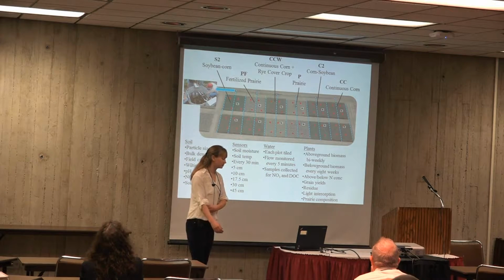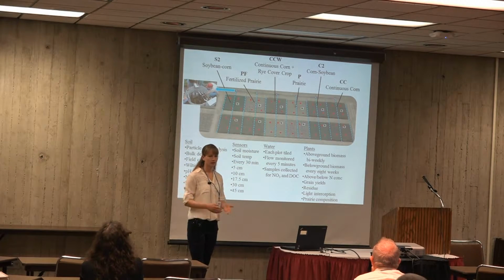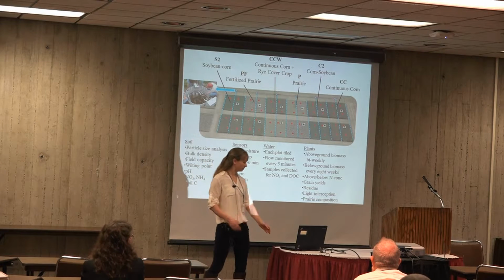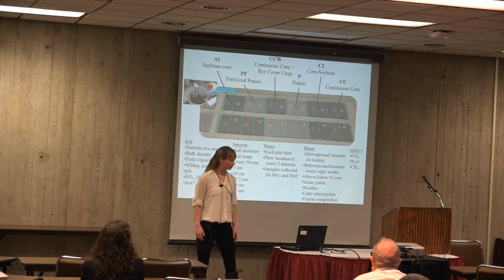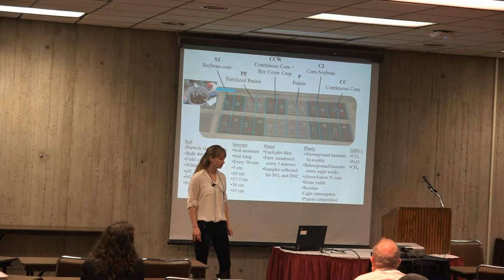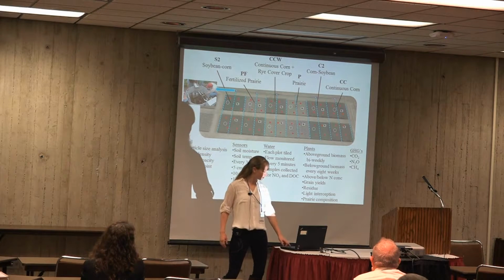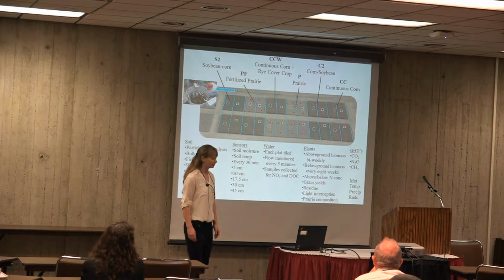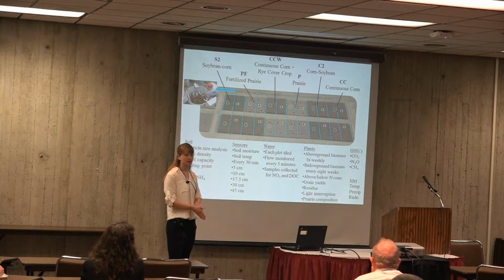And a whole suite of plant measurements too, constantly tracking growth and looking at differences between yields. Greenhouse gases like carbon dioxide, nitrous oxide, and methane. And there's also a weather station out there, which is very important for our model. We have good data for temperature, precipitation, and radiation.